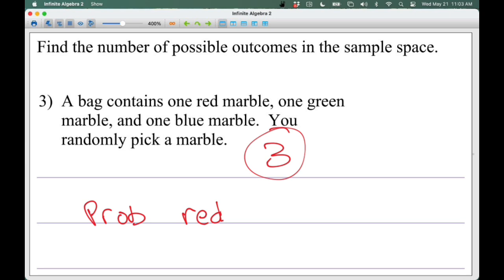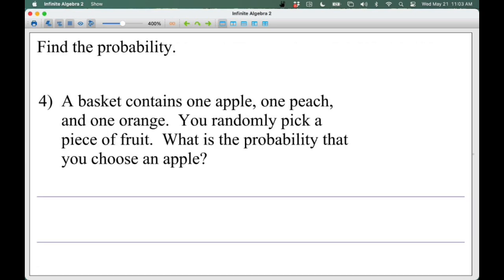Now we're going to find the probability. You have to now get the possible and... So we have a basket containing 1 apple, 1 peach, and 1 orange. You randomly pick a piece of fruit. What's the probability that it's going to be an apple? 33.3%, which is 1 out of 3. And you can just give it to me as the fraction and leave it at that. There's 1 apple out of a total of 3 possibilities.